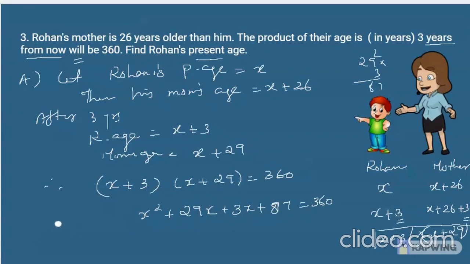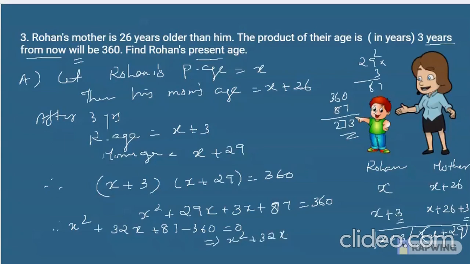So, let us simplify. Therefore, x square plus 29x plus 3x, that is 32x, plus 87 minus 360 is equal to 0. How much is 360 minus 87? It is 273. Therefore, our equation is x square plus 32x minus 273 is equal to 0. This is the required equation.